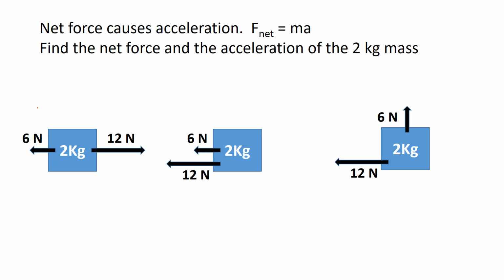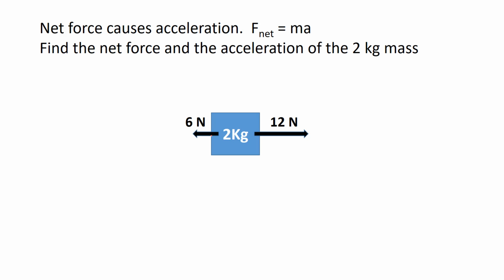So let's take a look at net force causing acceleration, F equals ma, with three different scenarios. The first scenario, you have 6 newtons and 12 newtons. Let's go ahead and just take a look at this. If we have 12 newtons to the right and 6 newtons to the left, we'll say right is positive, so plus 12 newtons. And we're going to say that the left is negative, so we're going to add vectors. Once again, we're adding, but it happens to be a negative number.